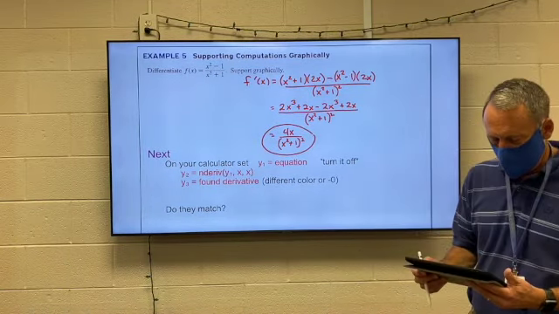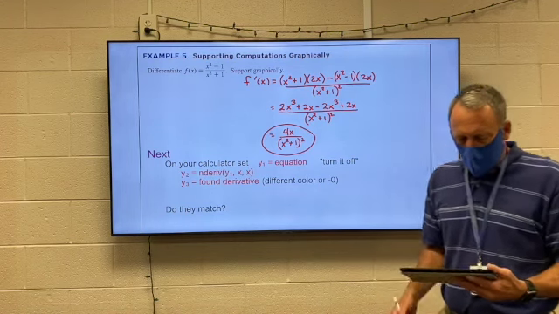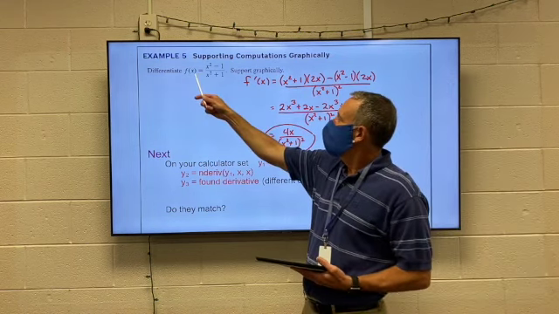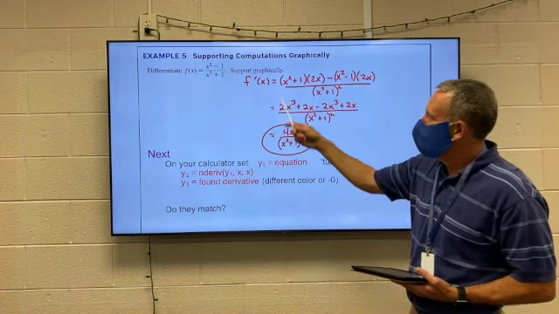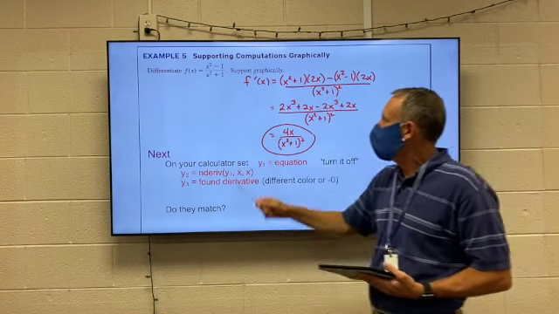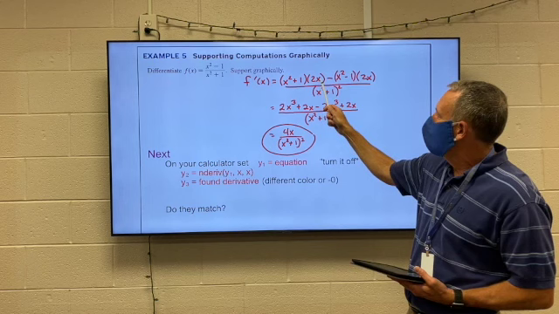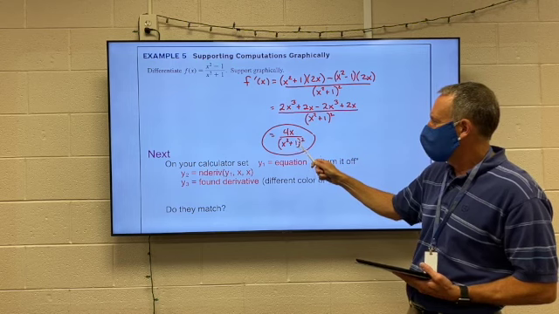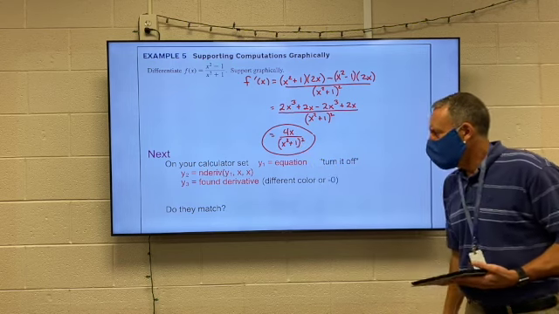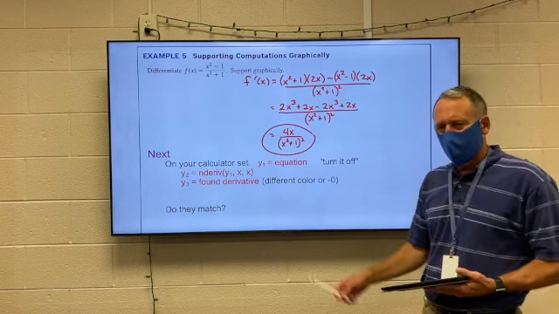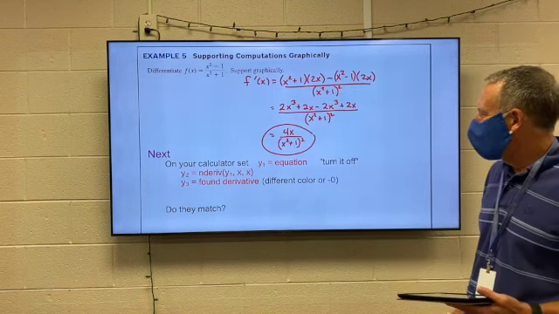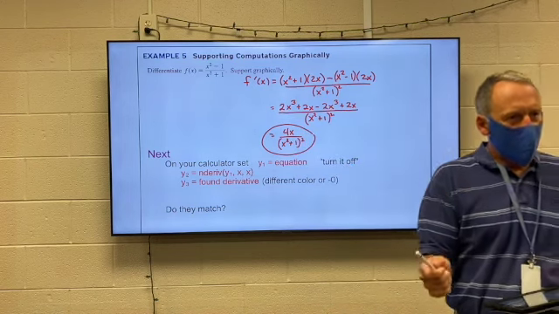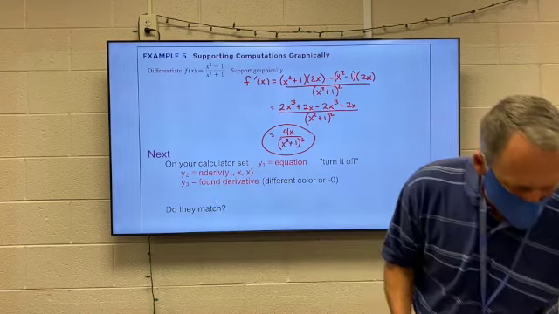All right, we have time for example 5. Supporting computations graphically. So, we've got this function, and we're supposed to take the derivative. It says differentiate, that means take the derivative. We took the denominator times the derivative of the numerator minus the numerator times the derivative of the denominator, over denominator squared. Simplified. I feel like we did this one a little bit ago. Now, we got to go back to our calculator, so I'm going to have to stop mirroring and go back over to my calculator. What I'm about to show you is how you can actually check to make sure your derivative is correct, okay? And you can use a calculator to do that.